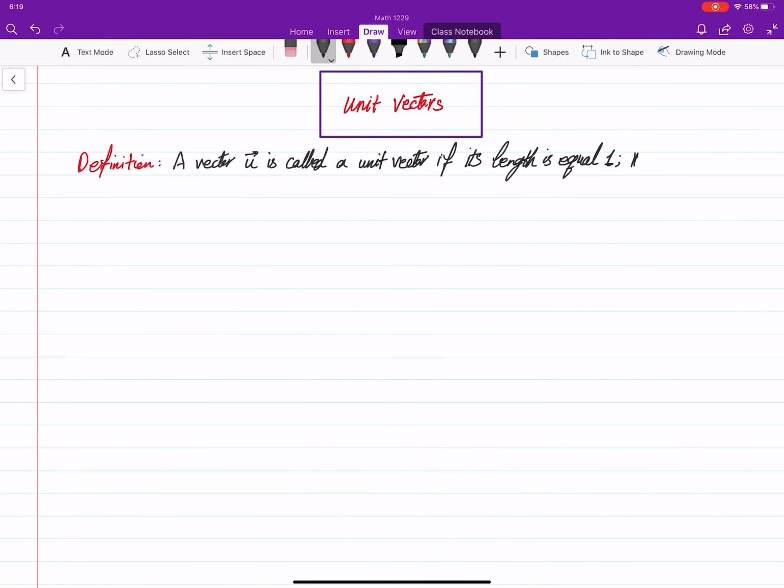In other words, if I write it in terms of the notation for the length, that means that the length is 1. It means that when someone gives you a vector, to check if it is unit or not, just find its length. If it is equal to 1, it's unit. If it is not, then it's not unit. That's it. So which one is unit?